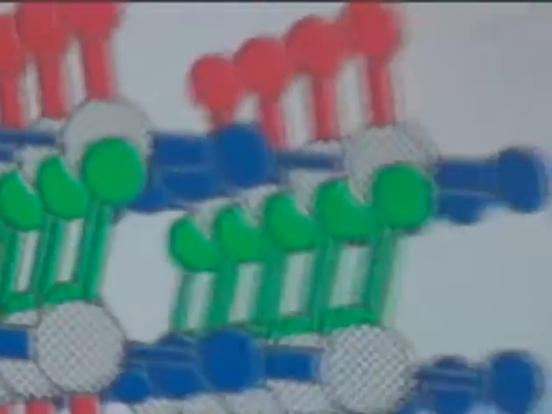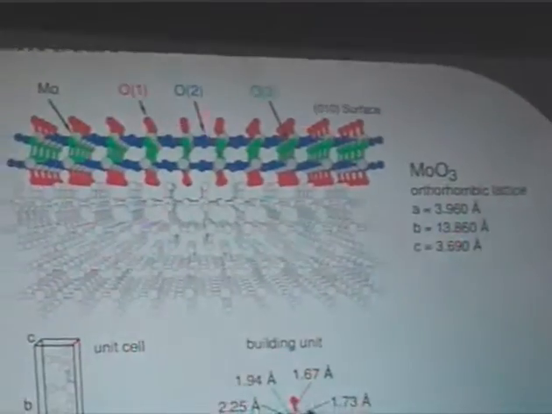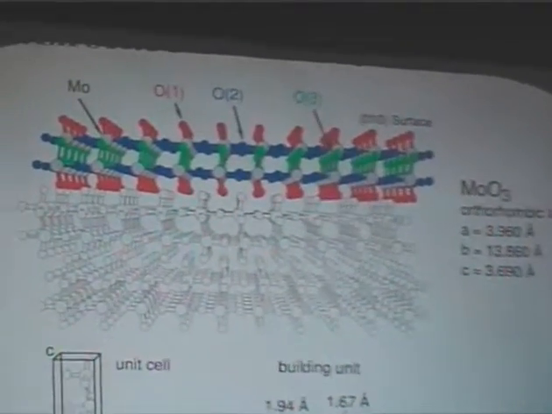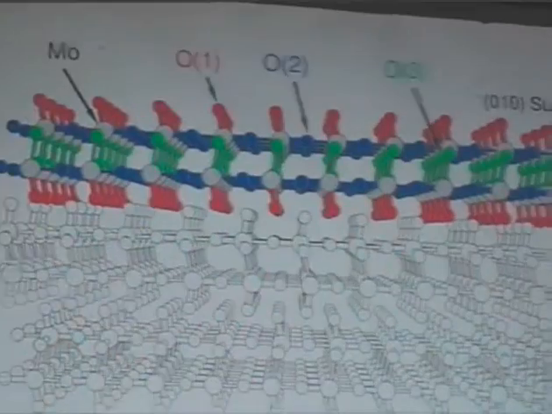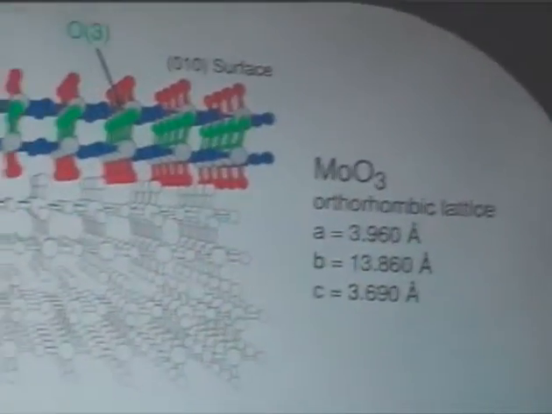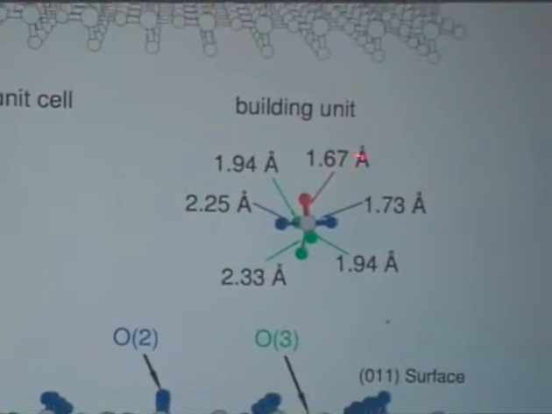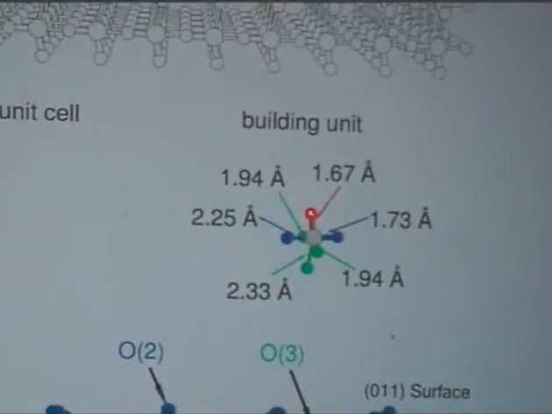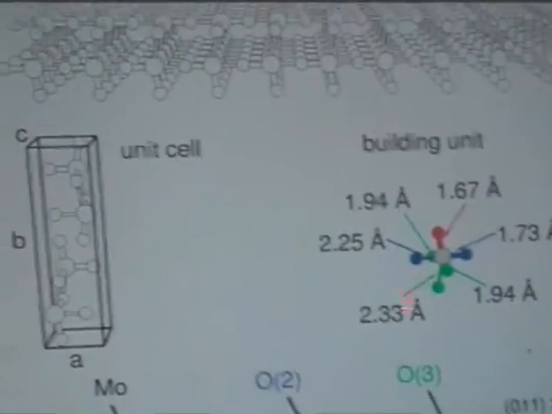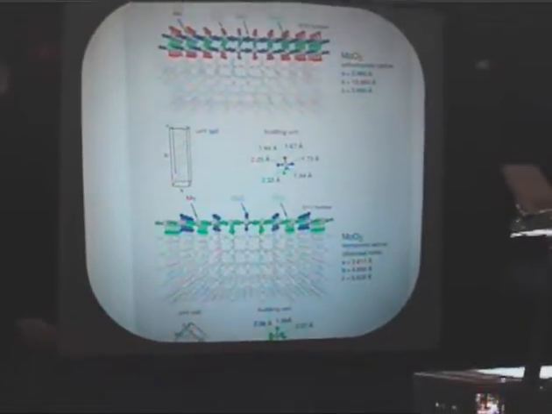Let me go to the systems which I will discuss today, molybdenum trioxide and molybdenum dioxide. Molybdenum trioxide has an orthorhombic lattice. It is a bilayer structure. These two bilayers are connected within each cell by very weak forces, one can say van der Waals forces. And the building unit is a very distorted octahedron with the Mo-O distances varying from 1.6 up to 2.3.